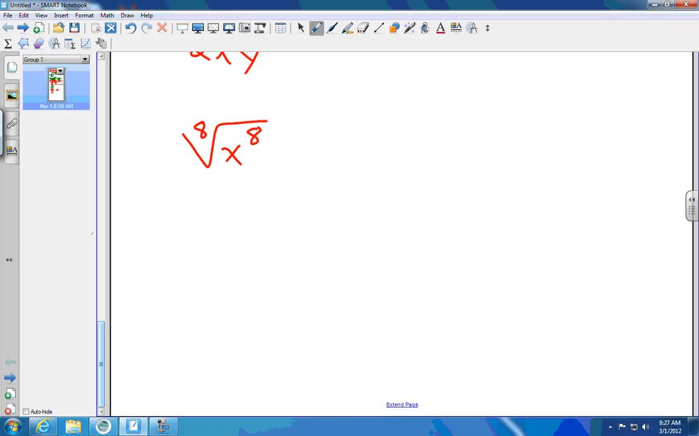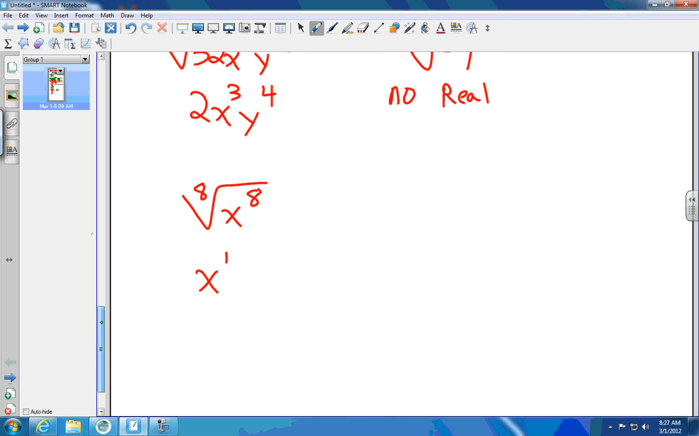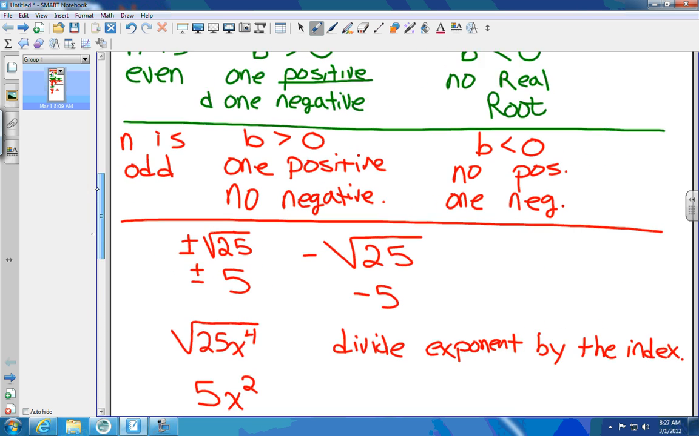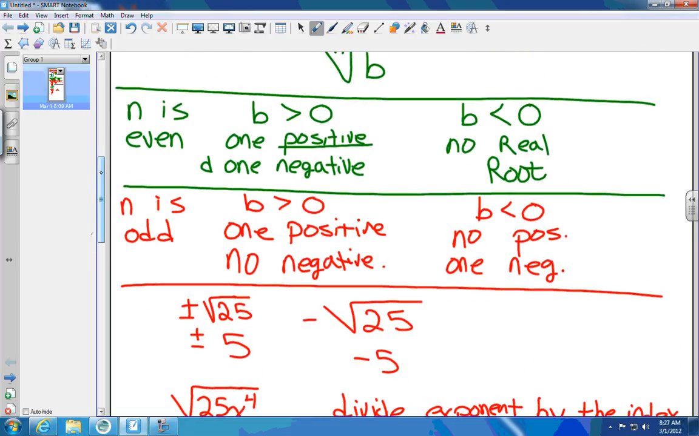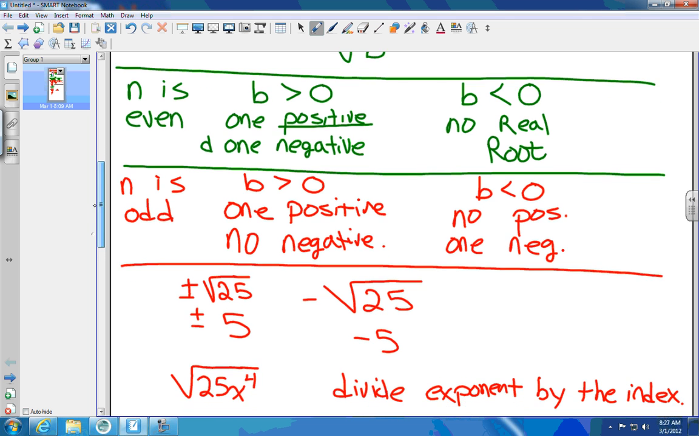The 8th root of x to the 8th. So what do we end up with here? 8 divided by 8 would give us x to the first power. But let's look at our rules here. Our n is even, and our b is positive. So if it's even and b is positive, what does that tell you your answer has to be? What did we say? It has to be positive.